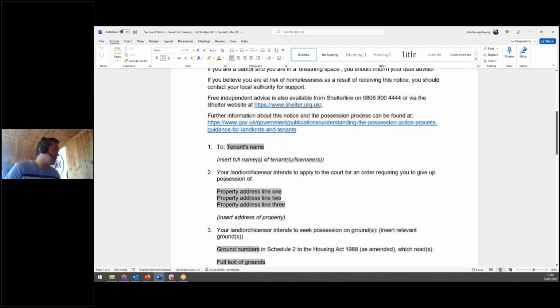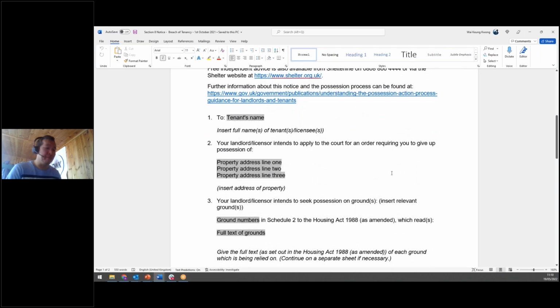The next part is number 1, and again, that's nice and simple. It's the tenant's name. So let's try and evict Boris Johnson today. Obviously, the names of the tenants would reflect the tenancy agreement. So even though you may only physically give this to one of the joint tenants, it does need to name all the tenants, all the people that are named on the tenancy agreement itself. If there's 5 joint tenants, then you would name 5 joint tenants.